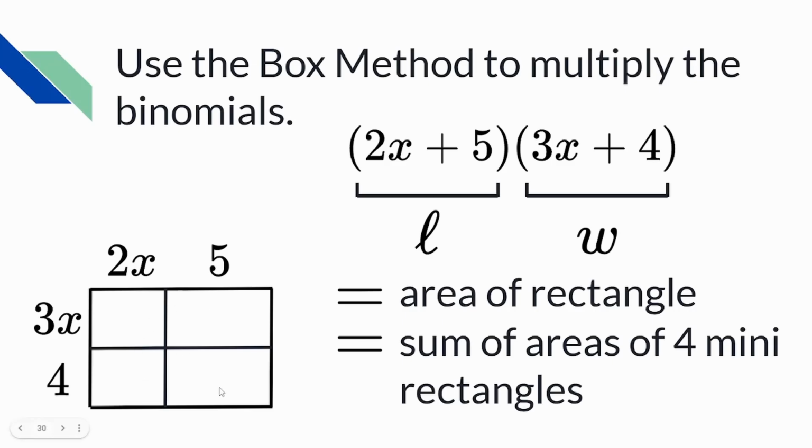Okay, so this partial length 2x and this partial length 5, right, that's the length of a mini rectangle. Okay, length 2x and width 3x. That would give me the area of the top left mini rectangle, for example. Okay, so we're going to find each area and then add them up to get the area of the rectangle, which is the product that we're looking for.